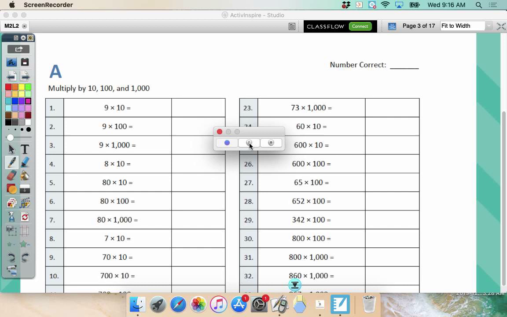Okay, number 23. 73,000, 600, 6,000, 60,000, 6,500, 65,200, 34,200, 80,000, 800,000, 860,000, 867,000, 492,000, 340, 6,290, 9,400, 23,800, 47,000, 294,000, 17,400, 285,000, 95,100, 129,000.